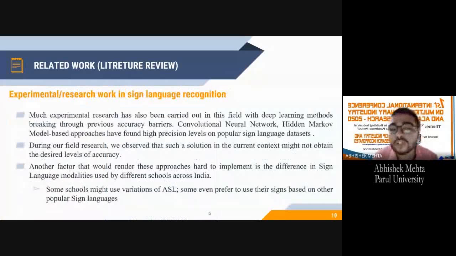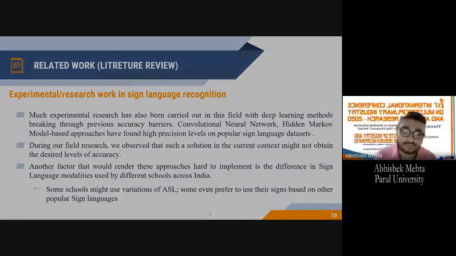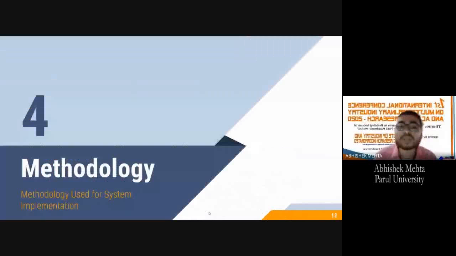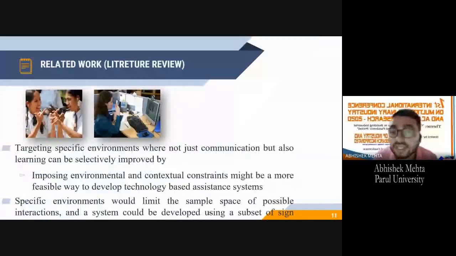During our research work, we observed that the solutions in the current context might not obtain the desired level of accuracy, but thanks to the good efforts of the team, we are getting good accuracy from this system. We are targeting a specific environment where not just communication but also learning can be selectively improved by the people. Those people are hearing impaired, and it is a technology-based assistance system for the students.